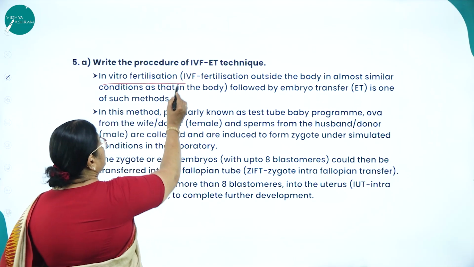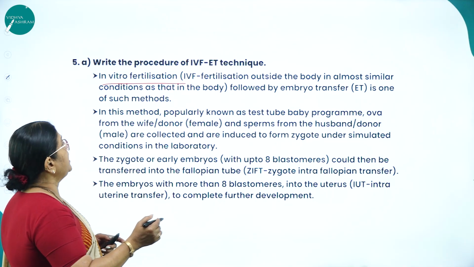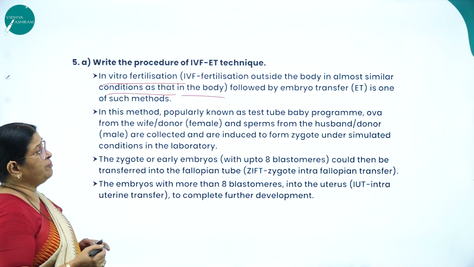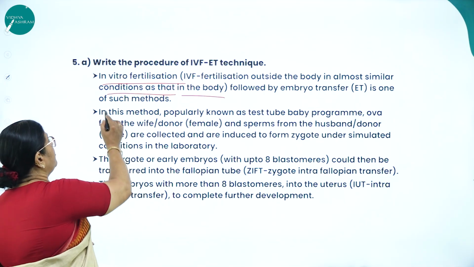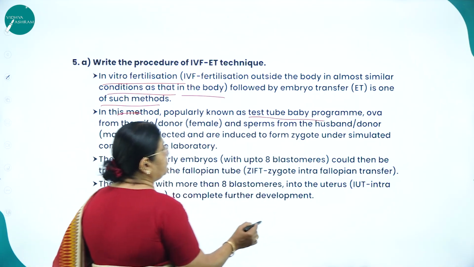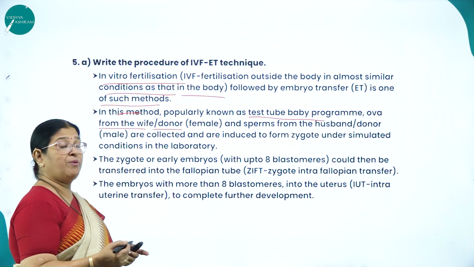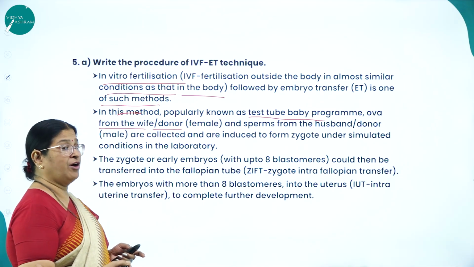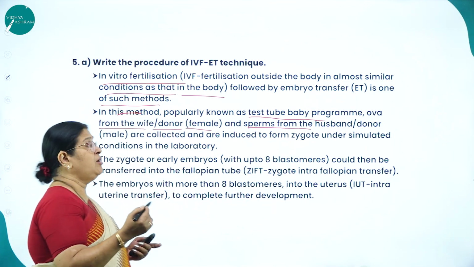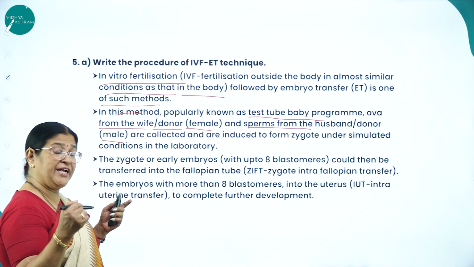So, in vitro fertilization. The very word itself tells us: fertilization outside the body in almost similar conditions as in the body, followed by embryo transfer, is one such method. In this method, popularly known as the test tube baby program, ova from the wife or a female donor, and sperms from the husband or another male donor, are collected and induced.